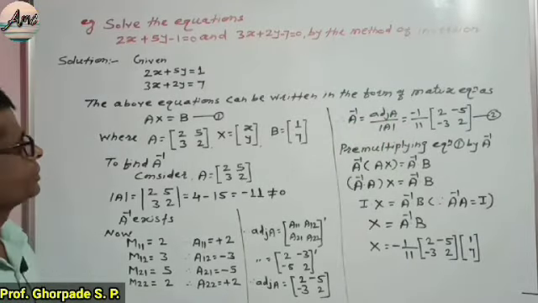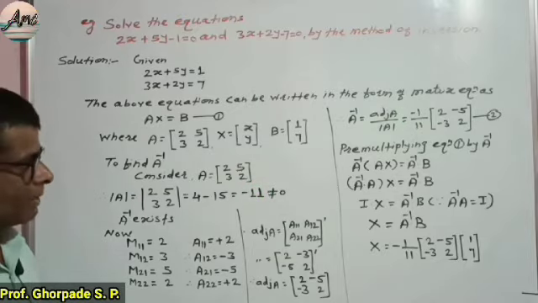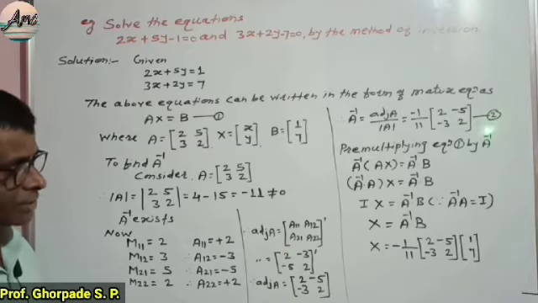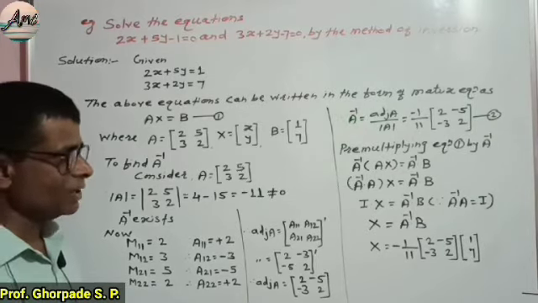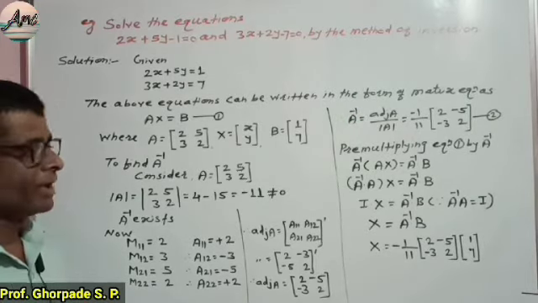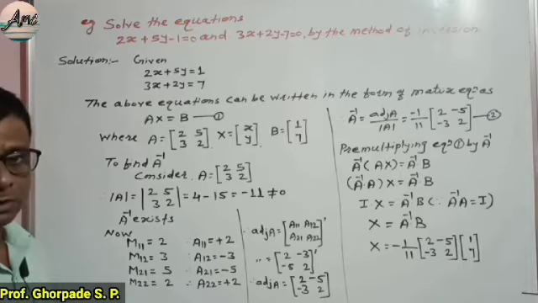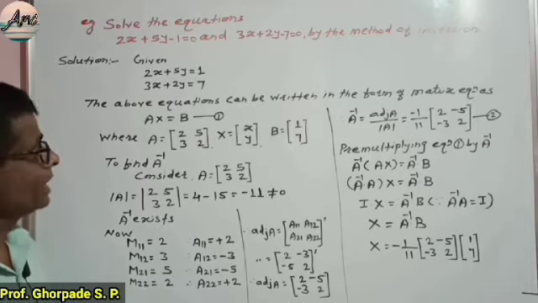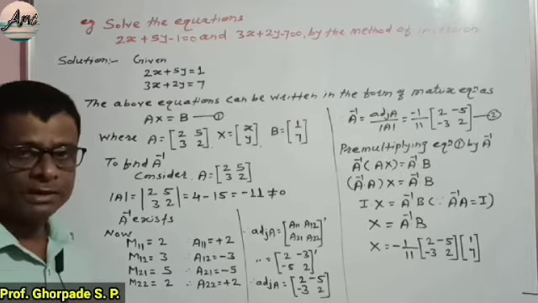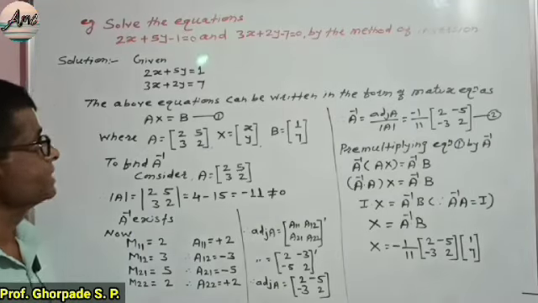Now we find the A inverse by using this formula: adjoint of A divided by determinant of A. What is the determinant of A? Minus 11. So minus 1 upon 11 into adjoint of A. So adjoint of A is what? [2, minus 5; minus 3, 2]. So this is equation number 2. Once after finding the A inverse, the very next step is what? To follow the procedure to find the solution of the system of linear equations.